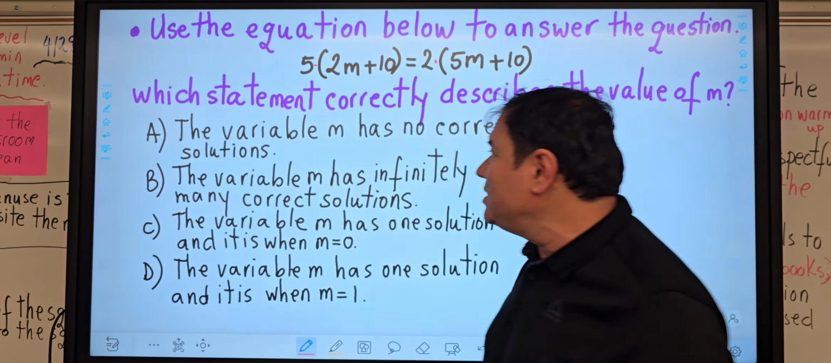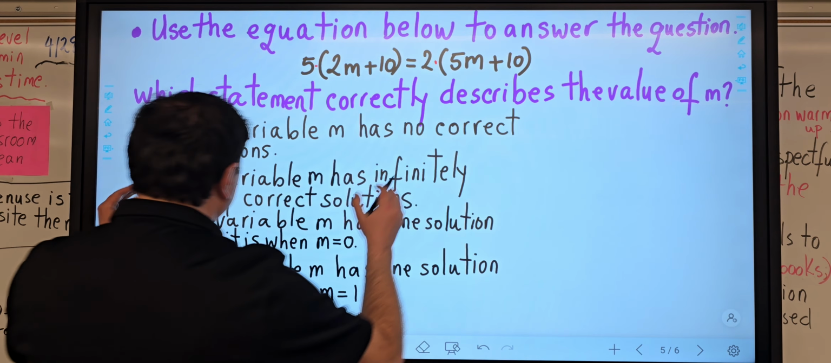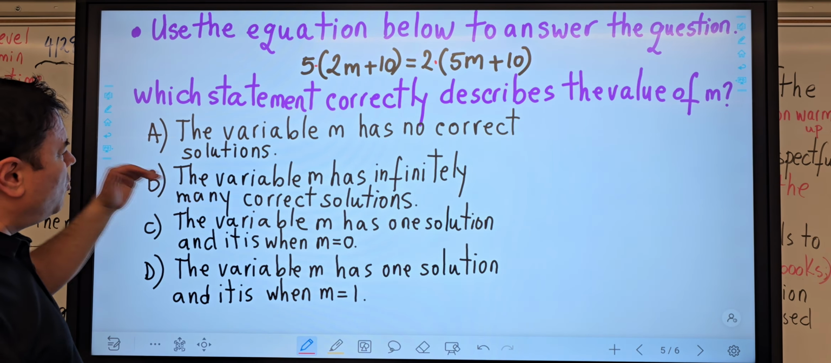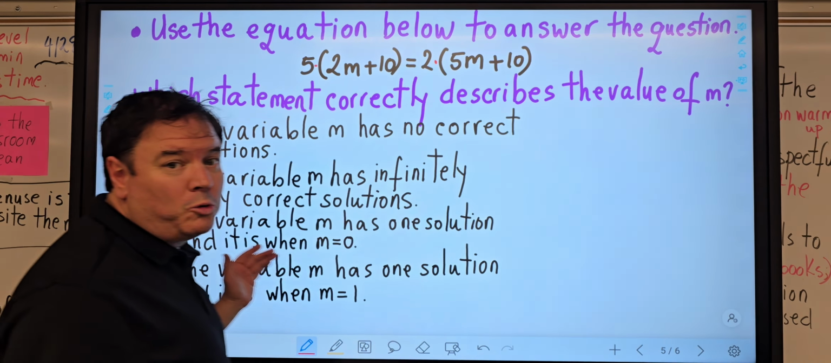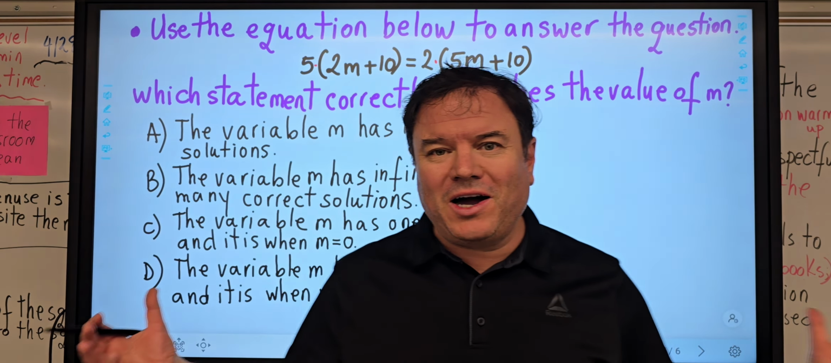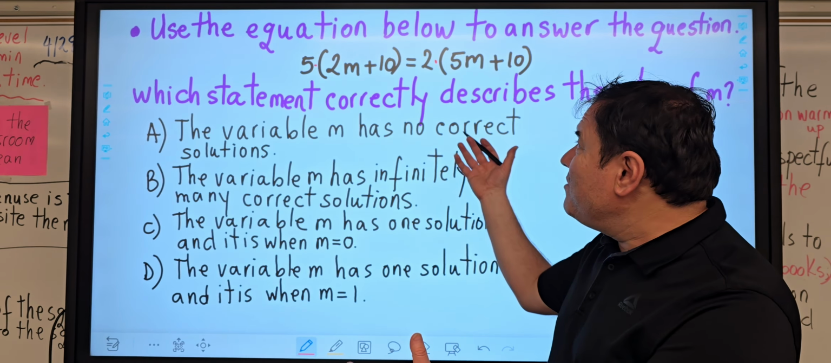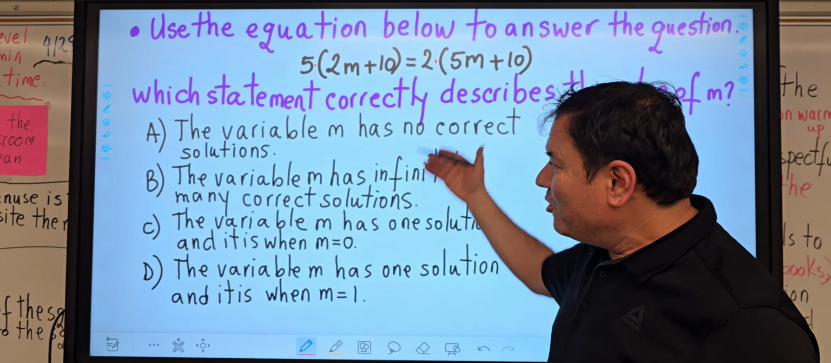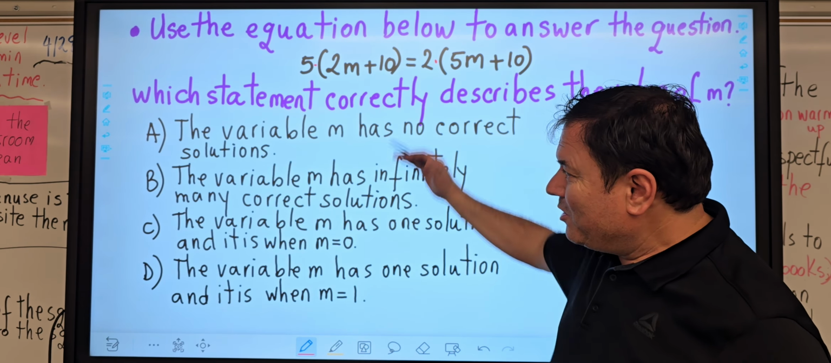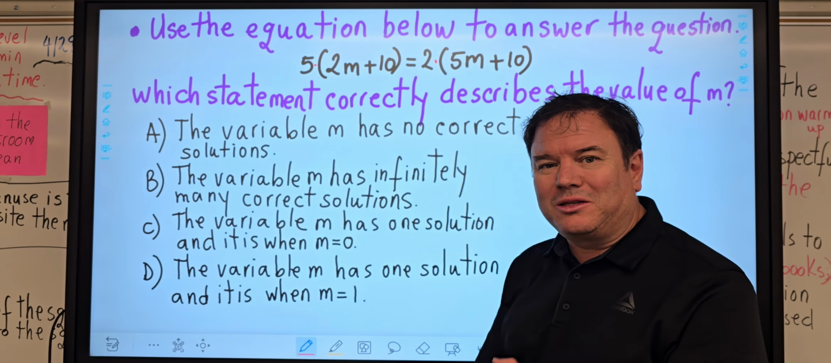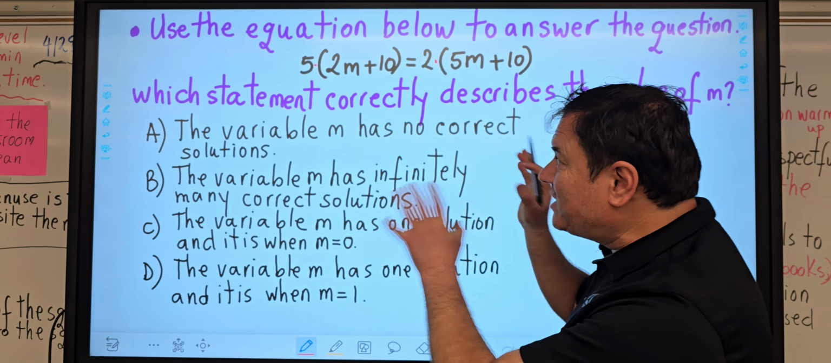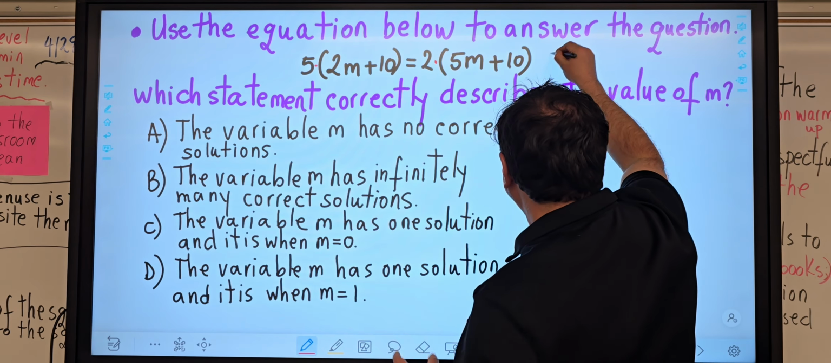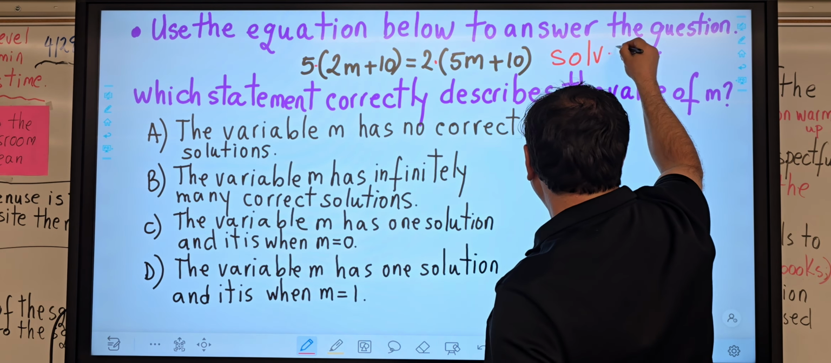So let's read all these statements that describe the value of m. It says here, the variable m has no correct solution. We don't know yet. How can we find that out? Obviously, we need to solve this equation first, and then we can see which answer would be the right one, the multiple choice. So when you have this type of problem on a test, make sure you solve the equation first. Solve first.